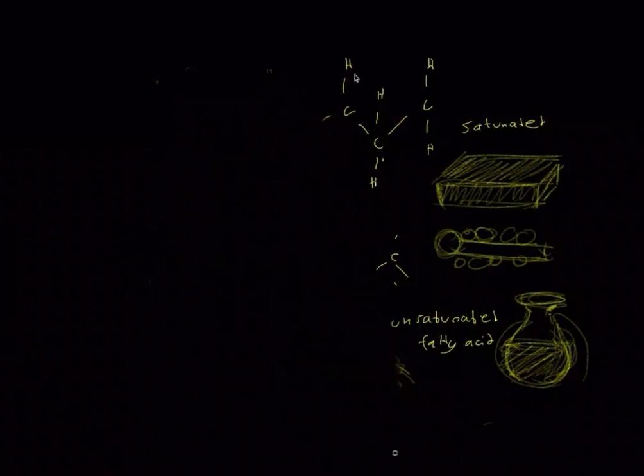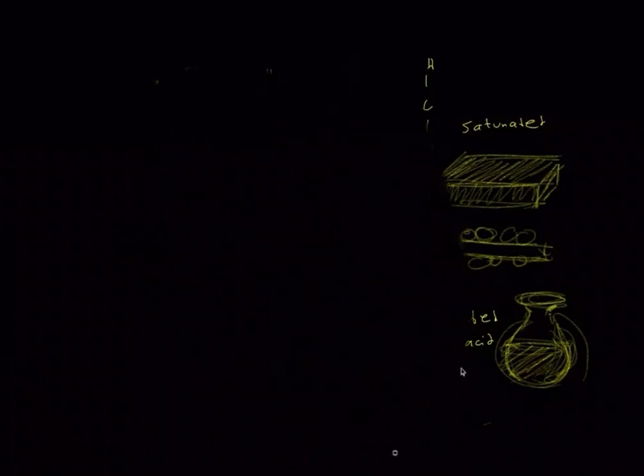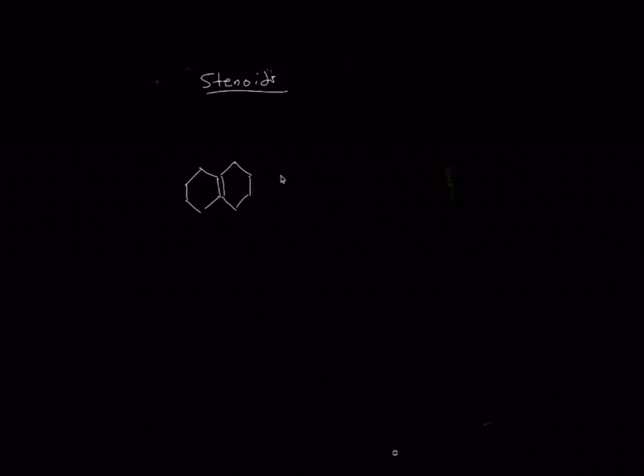Now let's talk about steroids for a little bit, right? Steroids are a pretty simple concept. Steroids ultimately are lipids that are characterized by a carbon skeleton that has 4 fused rings. What does that look like? 1, 2, 3, 4, 5, 6.